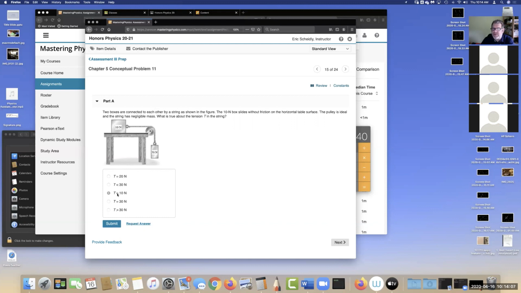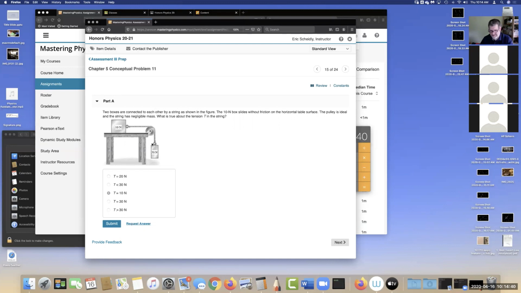Let me just check to verify that. If I make the tension 10 Newtons, then 10 Newtons on a 1 kilogram mass is going to give me 10 meters per second squared of acceleration. On the hanging mass, if it's 10 Newtons of force upward and 30 downward, then that's 20 Newtons of force acting on a 3 kilogram mass.